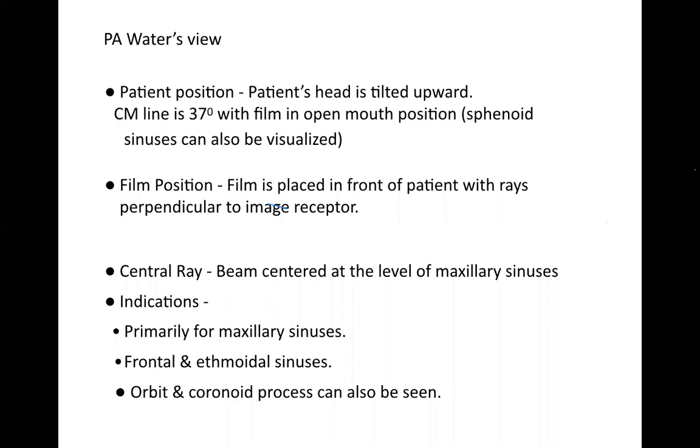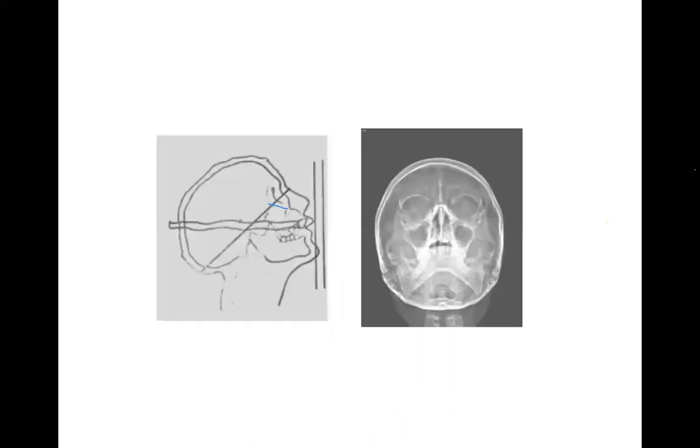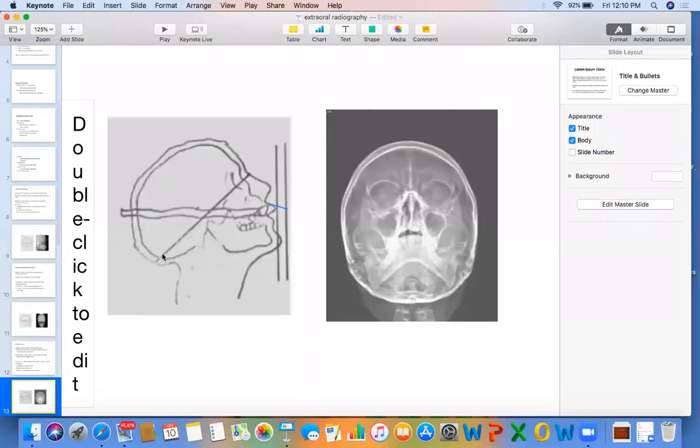Then film position, film is placed in front of patient with rays perpendicular to image receptor. Now, central ray is centered at the level of maxillary sinuses because we need to have those sinuses visualized clearly. So that is our primary indication. We'll see what is there in the image. This is the image. You can see this is 45-degree to the radiographic baseline and rays going from posterior to anterior.